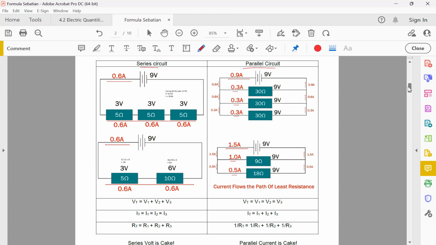It's like, current is the P. Voltage is... Series circuit current is a piece of cake.